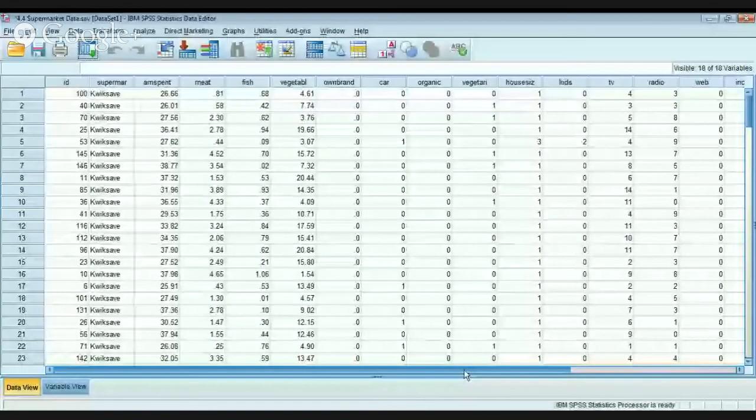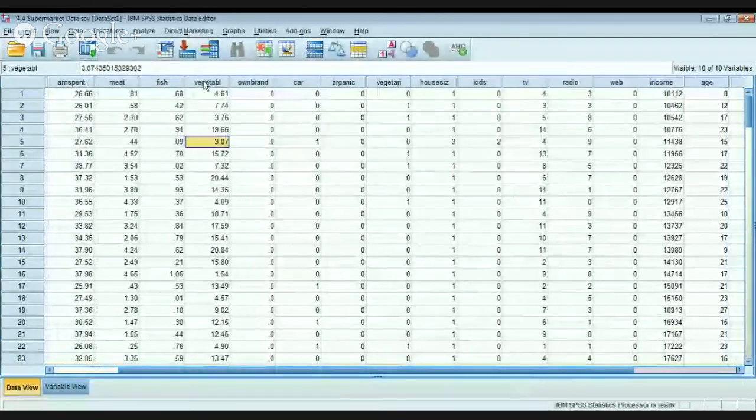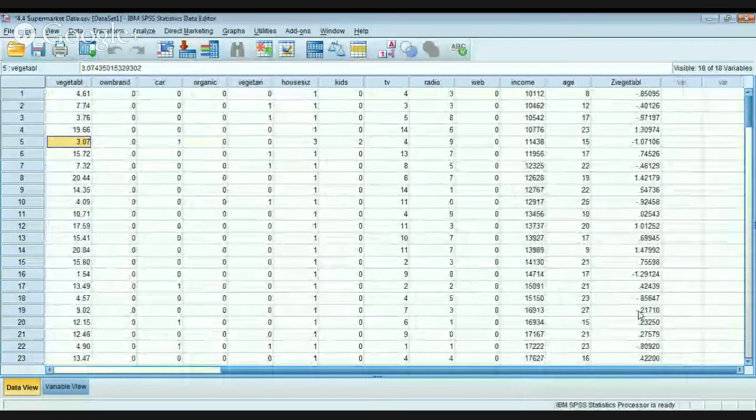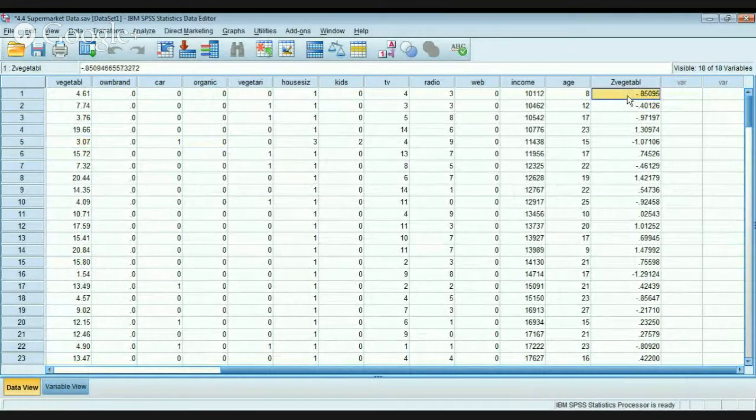Okay, so here's my SPSS data again. You can see here I had the vegetable variable label. Now there's something called Z vegetable. If you hover over it, you can see that it says Z score for vegetables. So this case's vegetable expenditure was minus 0.85 standard deviations. This person's was plus 1.42 standard deviations. And again, we can use a z-score probability table and convert these back to percentages.